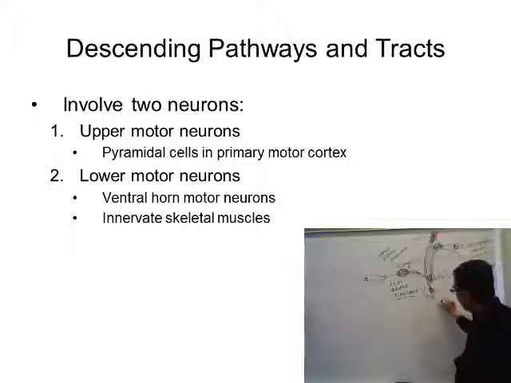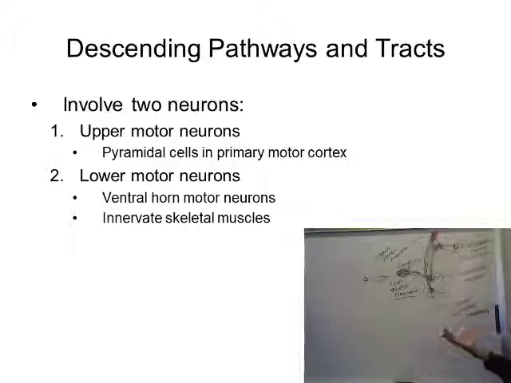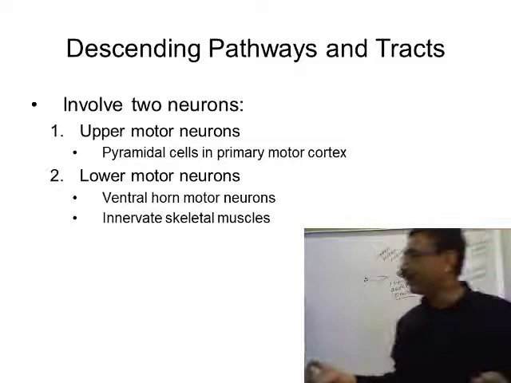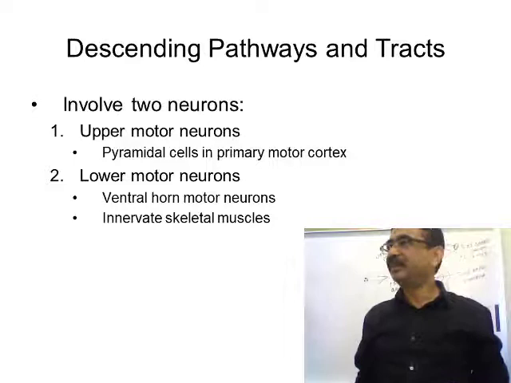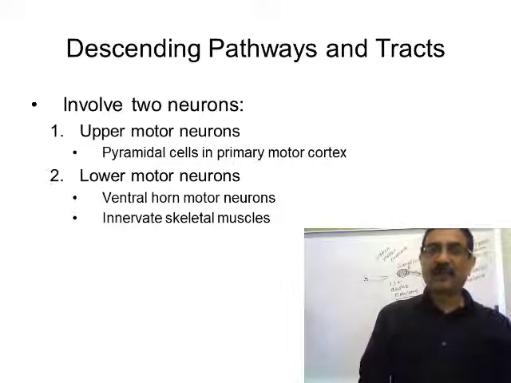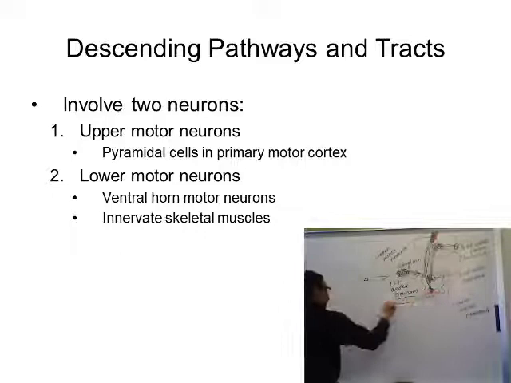So very simple. Upper motor neurons are in the brain, lower motor neurons are in the spinal cord. Which part of the spinal cord? In which horn? Ventral horn, right? So, two sets. And then from ventral horn, we'll go higher to the muscle, right? Muscle.